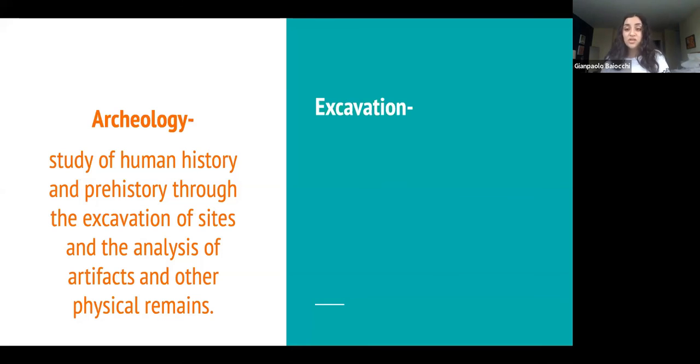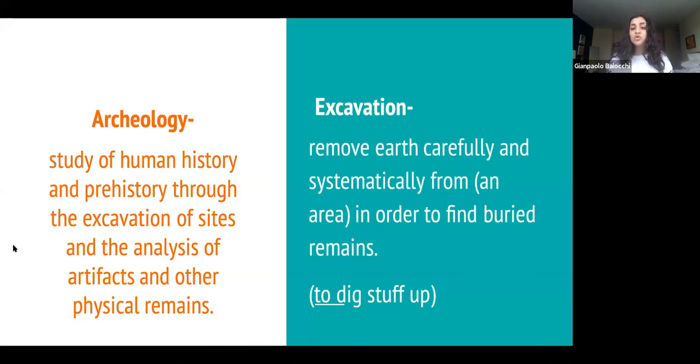Now, in the official definition for archaeology, it says the word excavation, which is also a word I asked you guys to come up with a definition for. The official definition for excavation is remove earth carefully and systematically from an area in order to find buried remains. In my words, to dig stuff up. So hopefully you figured out that archaeology is a noun, a person, place, or thing. Excavation, or to excavate, is a verb, and you came up with your own definition.